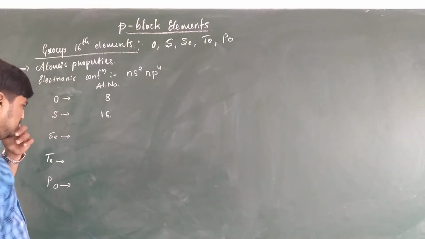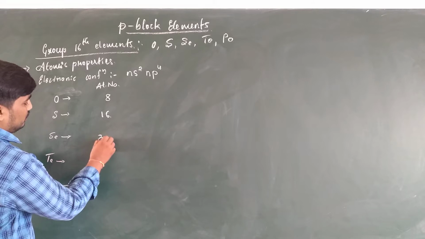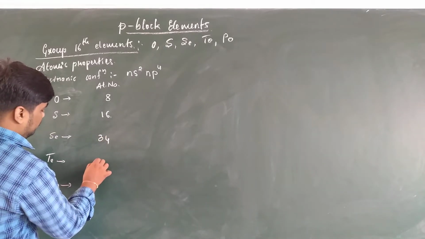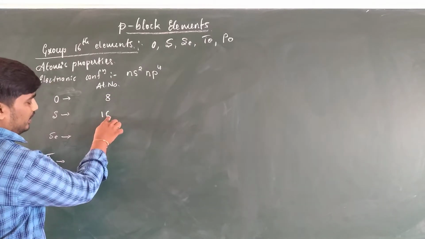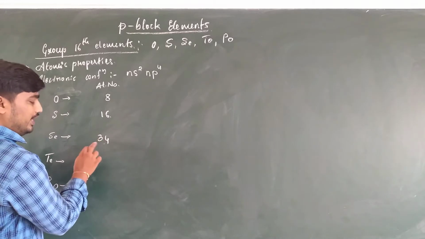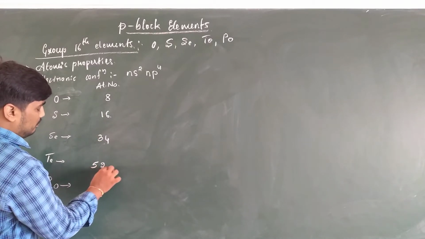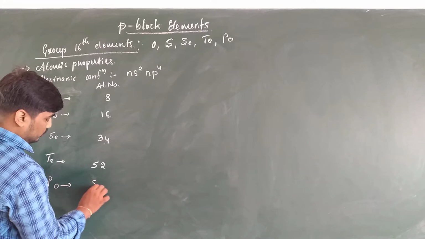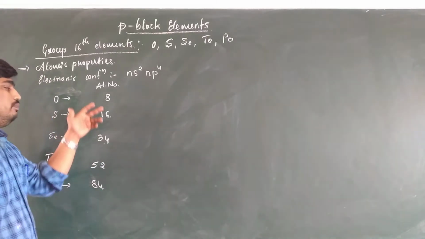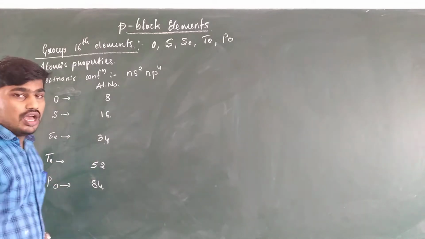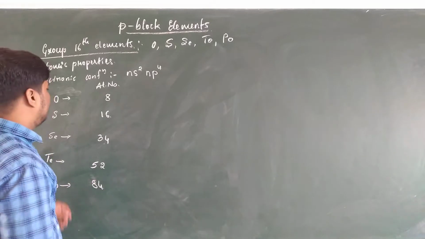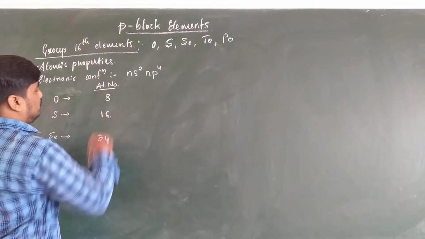Next is 34. Next is 8 plus 8 plus 18 plus 18, which is 52, plus 32, it is 84. So these are the atomic numbers of these elements: 8, 8 plus 8, 18, 18 and 32. So these things you already know well.